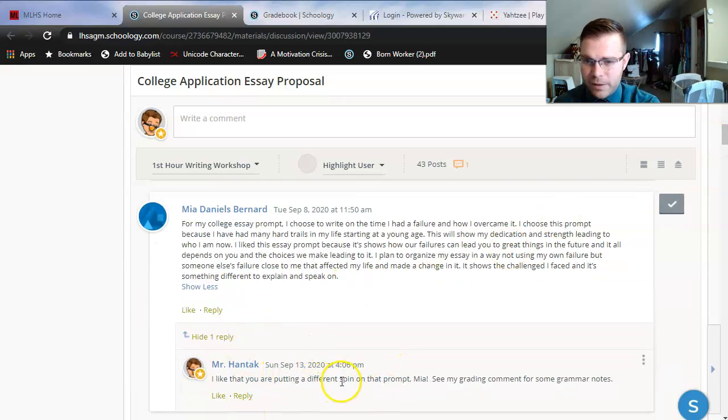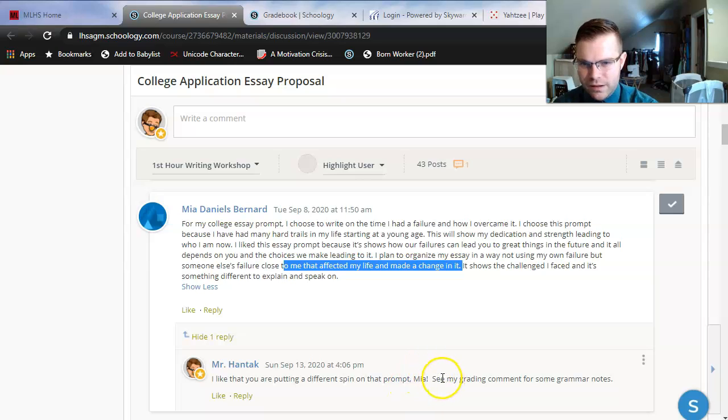One thing I really like about Mia's is that she's putting a different spin on the failure prompt. A lot of you are writing about that prompt, which is awesome. Mia's putting an interesting spin by talking about how it was someone else's failure, someone else's setback, that affected her life. That's an interesting and creative risk that she can take that I think is going to make her essay stand out.